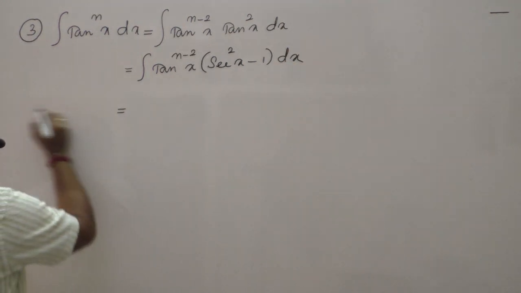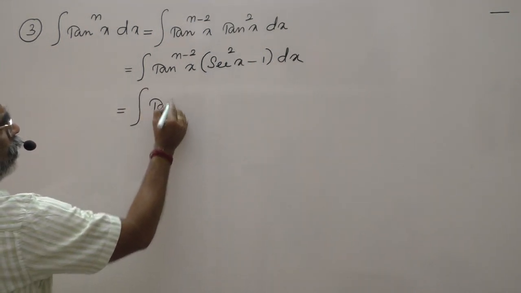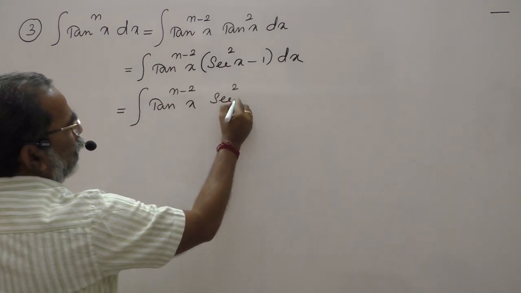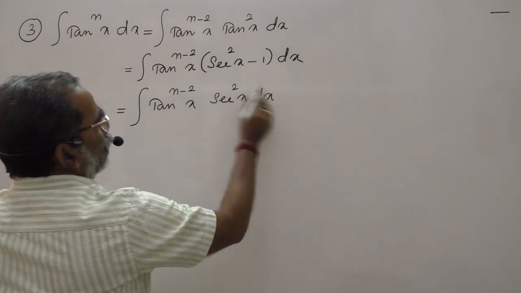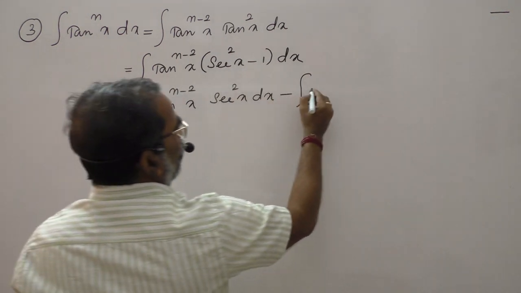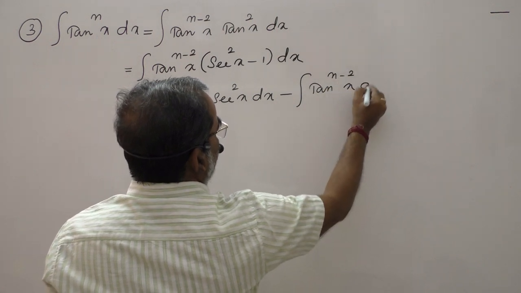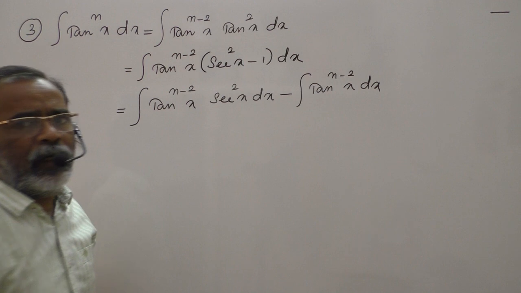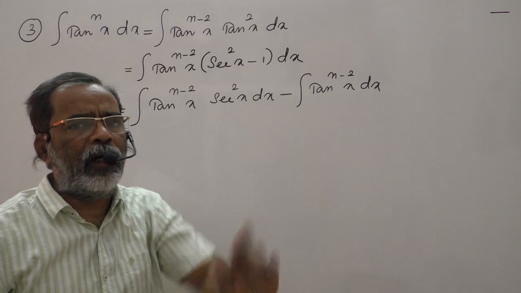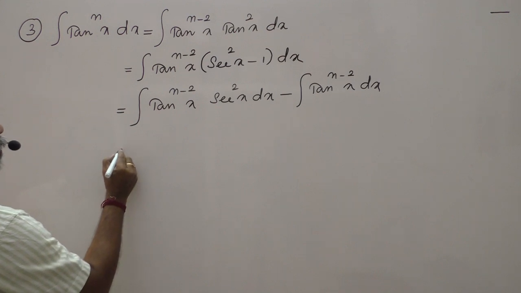Carefully. Now this is the integral of tan power n minus 2 x into secant square x dx, then plus into minus, minus for this also, this into this. What is this now? Tan power n minus 2 x into dx. If you proceed like this, this is n minus 2, no? Next n minus 4 will come, then n minus 6. Integration never ends. Therefore we should reduce this.